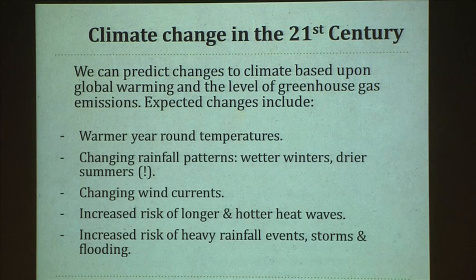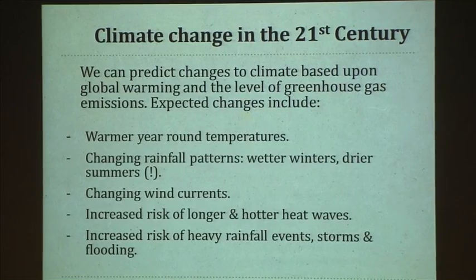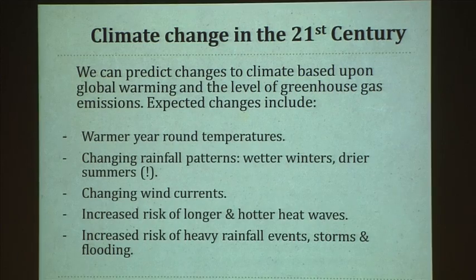So in terms of climate change, we can predict changes to climate based upon global warming and the level of greenhouse gas emissions. These are the sort of changes that we can expect to see throughout this century. These things are starting now and then becoming more severe as the century goes on. The things we hear about are warmer year-round temperatures, so warmer winters and warmer summers, which sounds like a good thing. Changing rainfall patterns, so wetter winters but drier summers, which, considering the weather we've had recently, certainly sounds like a positive thing, and that's all due to changing wind currents.